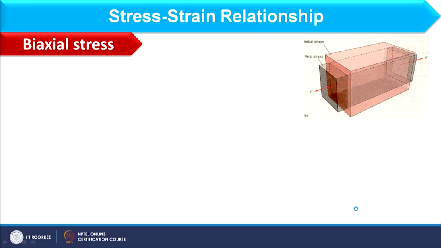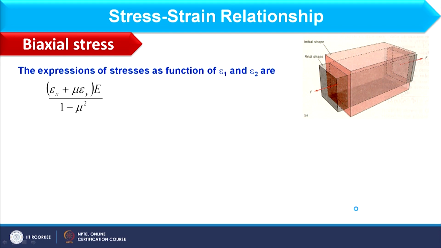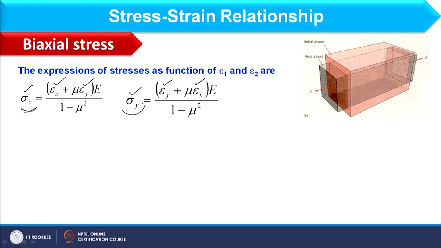Solving these two equations, we can have the expression of sigma x as a function of epsilon x and epsilon y, and sigma y as a function of epsilon x as well as epsilon y. So, here we have sigma x and sigma y as a function of epsilon x as well as epsilon y. This is basically the biaxial system.